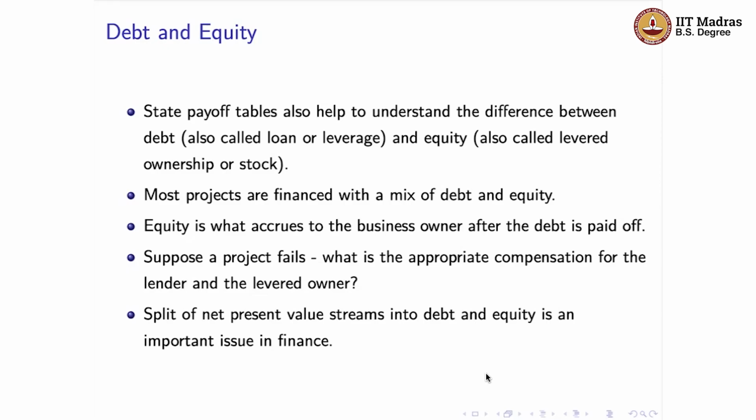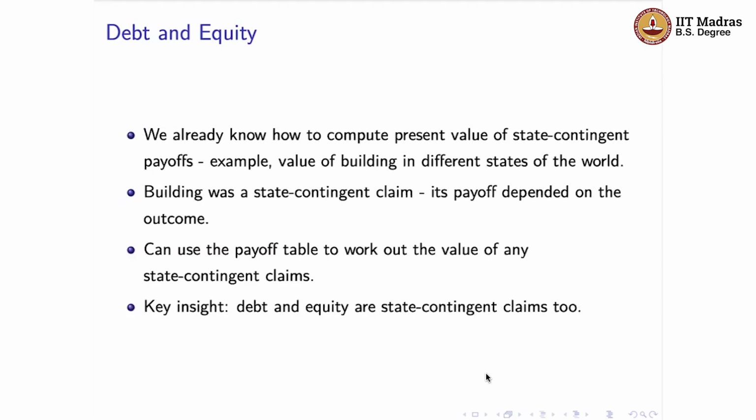The concept of state payoff tables that we have come up with is going to help us answer this question. So let's recall the example that we just studied, where we were determining the value of a building, which depended on a particular state of the world occurring, whether it was a bad state or a good state. We saw how to calculate the present value of the different state contingent payoffs, which depend on either the bad state or the good state happening.